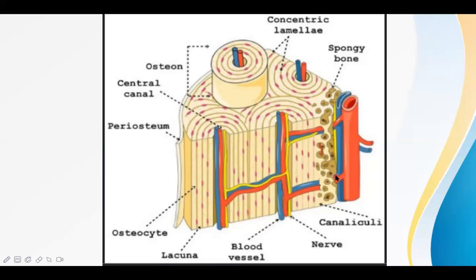That's it. Now see here, the outer covering is called periosteum. These are a lot of osteocytes. Lacuna means empty structure or empty space. These are blood vessels and the nerves.